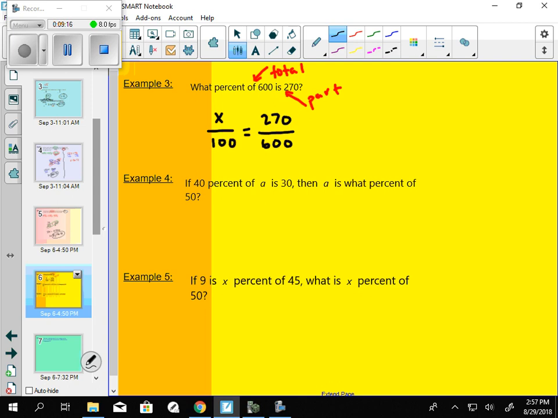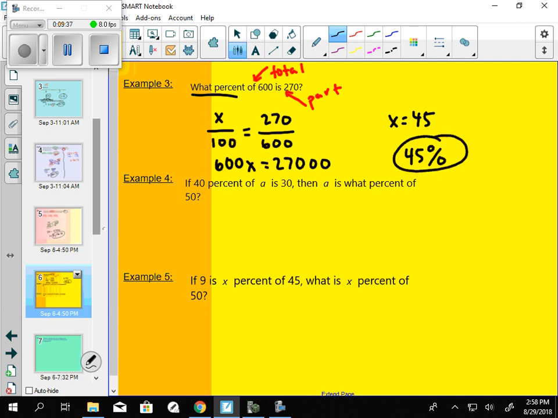Cross multiply and divide, and just like our last problems, you can. So we got 600x would be equal to this, divide by 600, and you get an answer of 45. Now in this case, since they did ask what percent, we would want to answer that with a percentage, so 45%.